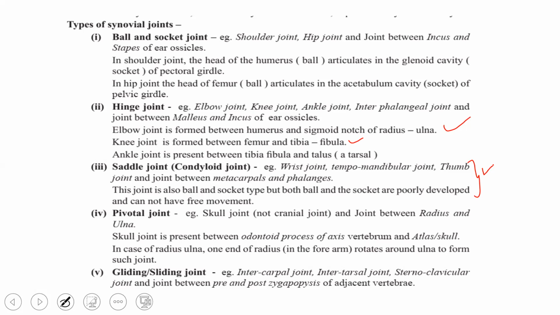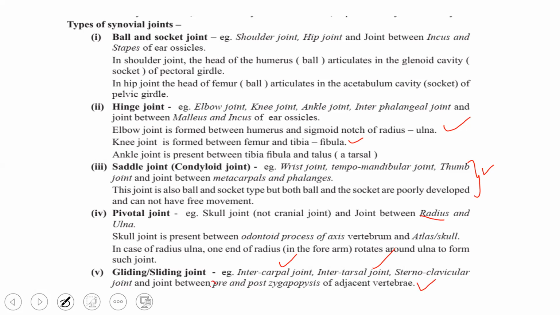Then the pivotal joint is mainly between the skull and the radius and ulna. In this the movement is very rarely permitted. And the gliding joint is between the two vertebrae, as you can see, or between carpals, between tarsals, and in the clavicle joint to the sternum part. There you can see gliding or sliding, where the bones slide upon each other.